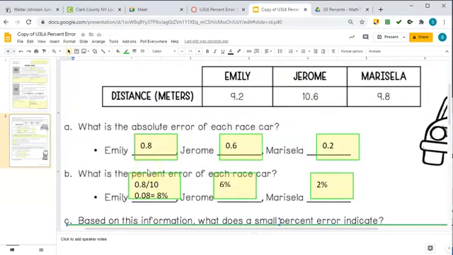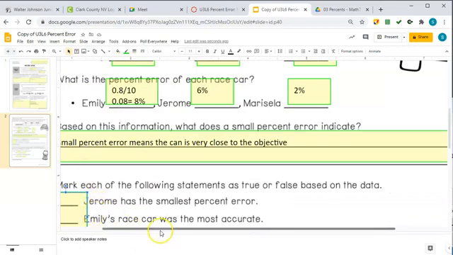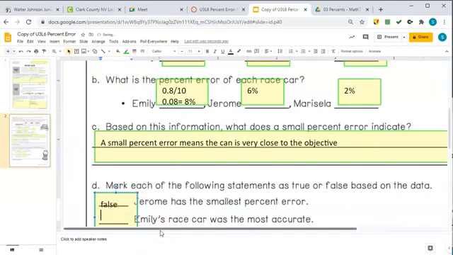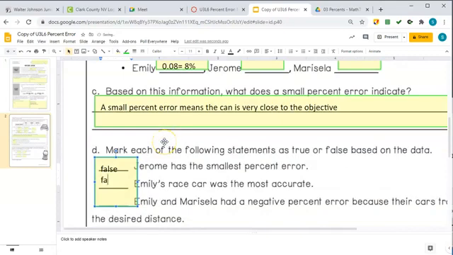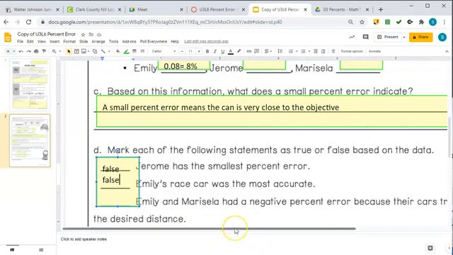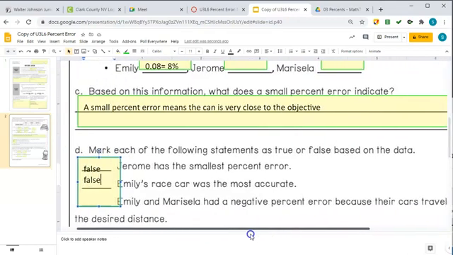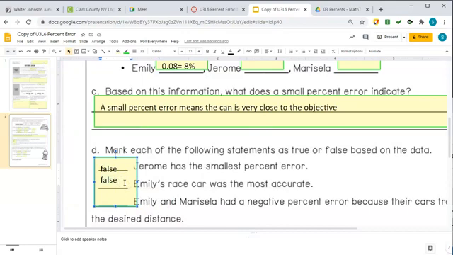Alright, let's see, did Jerome have the smallest percent error? No, that one is false. Emily's race car was the most accurate. No, that one is also false. Emily and Marcella had a negative percent error because their car traveled less than the desired distance. So no, that is also false. Notice that because it takes the absolute value, we're not going to get a percent error that is negative.